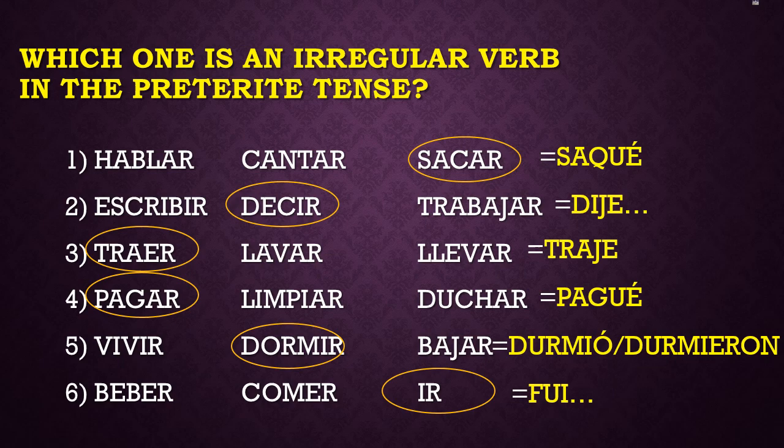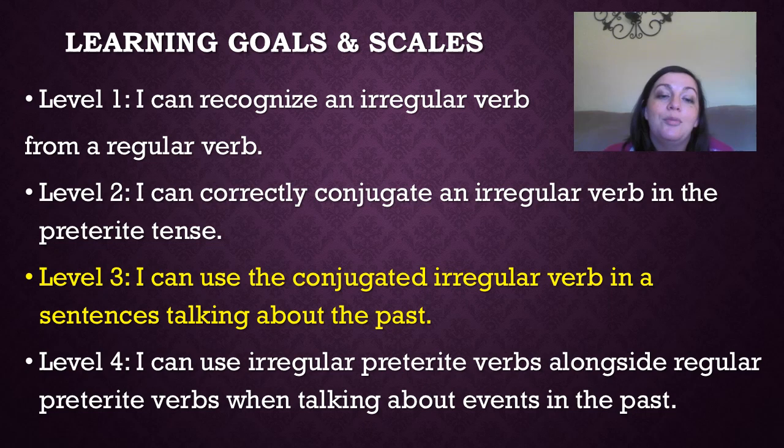So how'd you guys do? What level are you on? Can you at least recognize an irregular verb? If you can, then can you conjugate it? That song will help you with the conjugations. And level 3 is what we're shooting for. Can you put it in a sentence? Can you form your own sentences talking about the past?